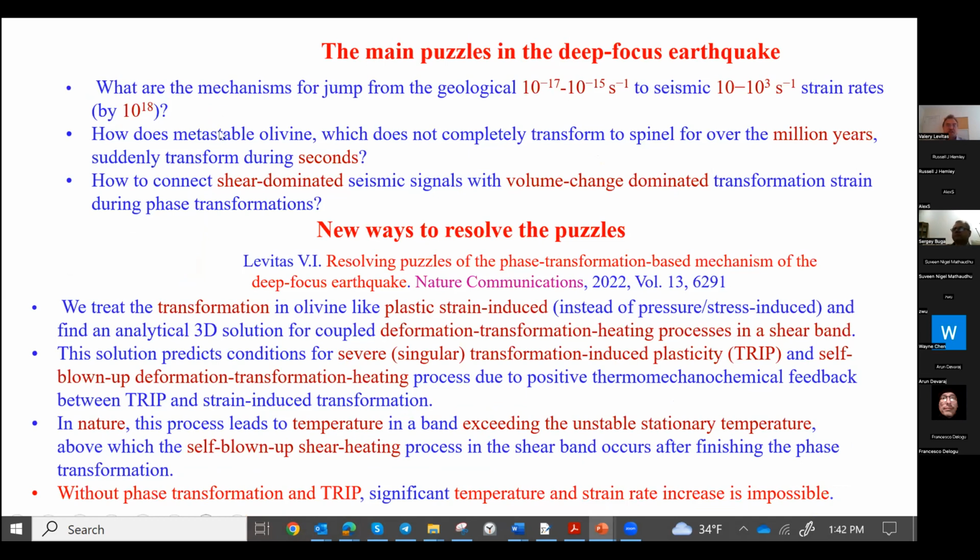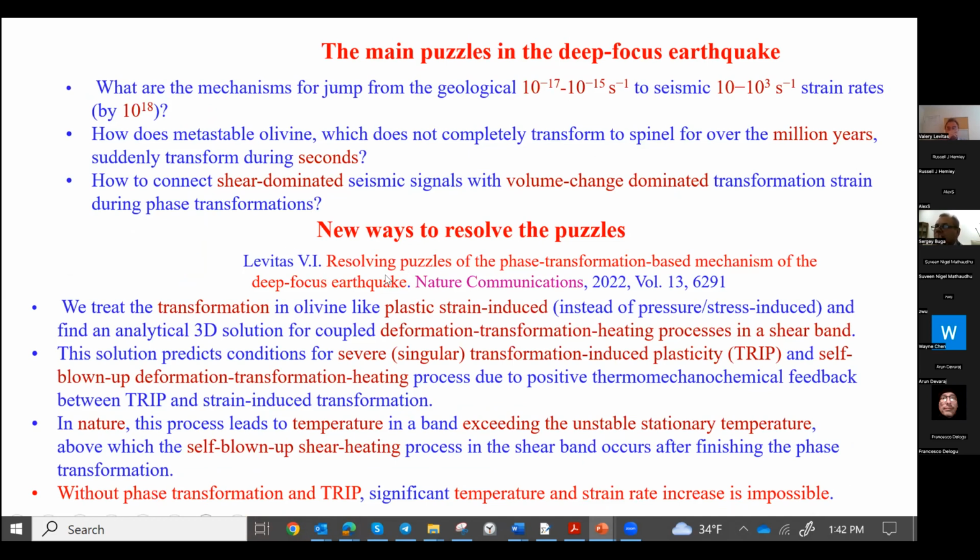So what is the mechanism of the jump from geological to seismic strain rates, which is by 18 orders of magnitude? And how does olivine, which does not transform to spinel for over a million years, suddenly transform within seconds? And how to explain shear-dominated seismic signal with volume change-dominated transformation strain during phase transformation?